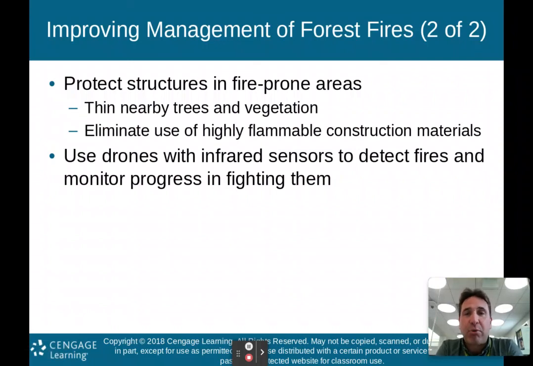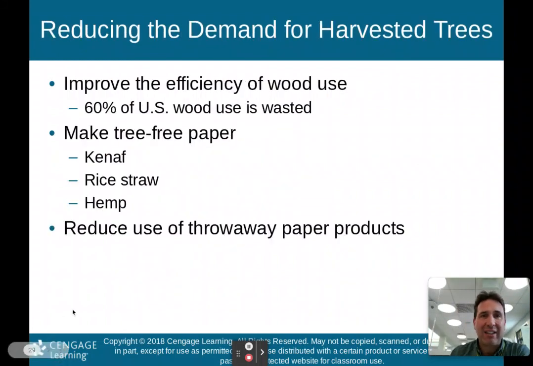Protect structures in fire-prone areas. Thin nearby trees and vegetation. Eliminate use of highly flammable construction material. This is done out in California, believe it or not. In some places, they actually do. Folks go out and make sure when the fire season begins that all the nearby thin trees and vegetation and underbrush near their homes are all gone, so that if a fire does come, it has less of a chance of turning into that crown fire. And now we can use drones with infrared sensors to detect fires and monitor the progress in fighting them.